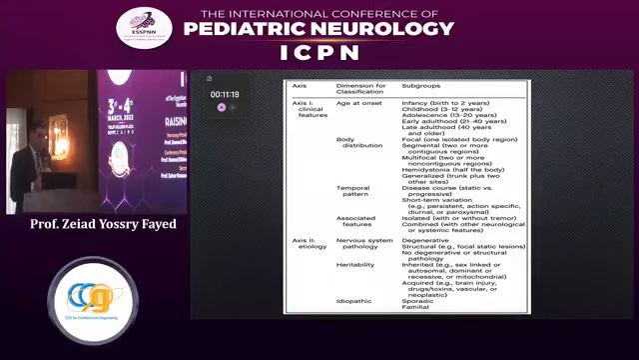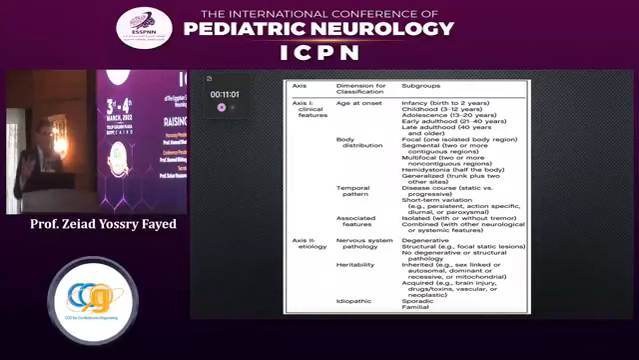The axis of clinical features covers age, distribution, temporal pattern, and associated features. The second axis, which is the axis of etiology, divides dystonias into those with nervous system pathologies, inherited dystonias, or idiopathic. One of the problems with the previous classifications of dystonia is using the term primary dystonia.